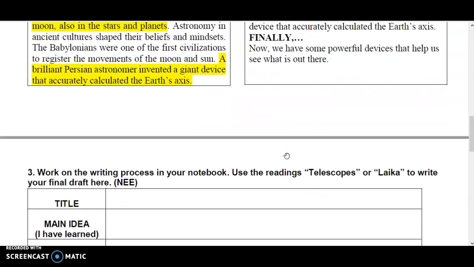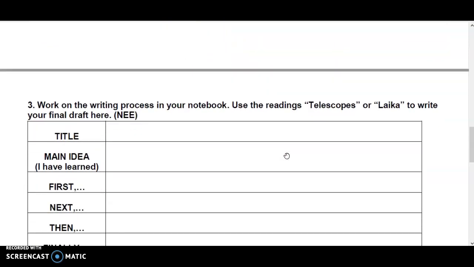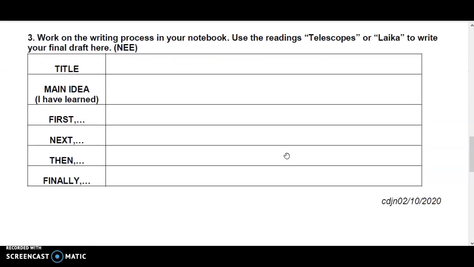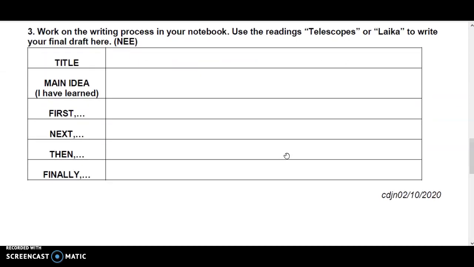Now, okay, as the exercise number 3, you have to work on the writing process in your notebook. Okay, so what does it mean? You have to take your notebook and make your draft. Draft is like borrador. Hacer sus borradores antes de hacer el trabajo completo o ponerlo aquí. You have to make the draft. Use the reading telescopes or Leica. Remember, telescope is the second reading in the week number 2 and Leica is from last week, week number 3.